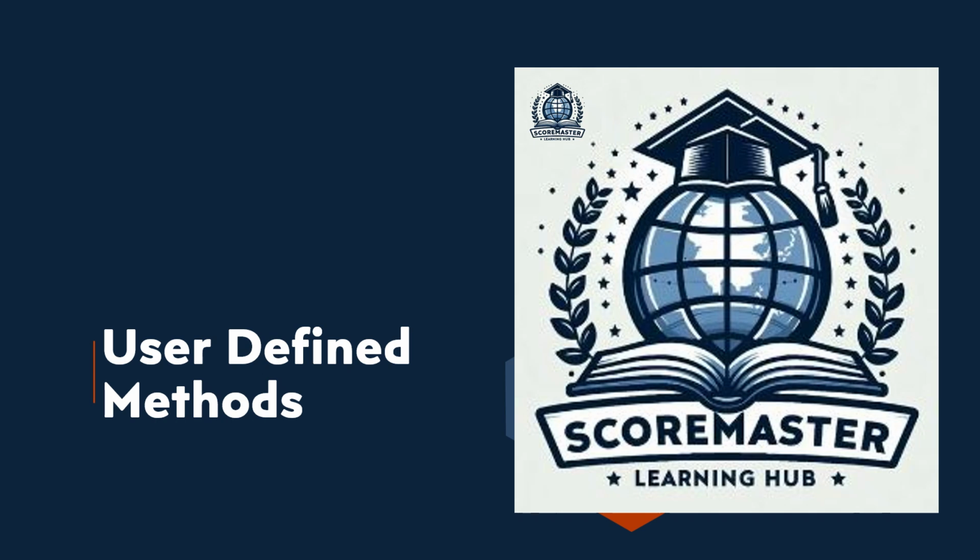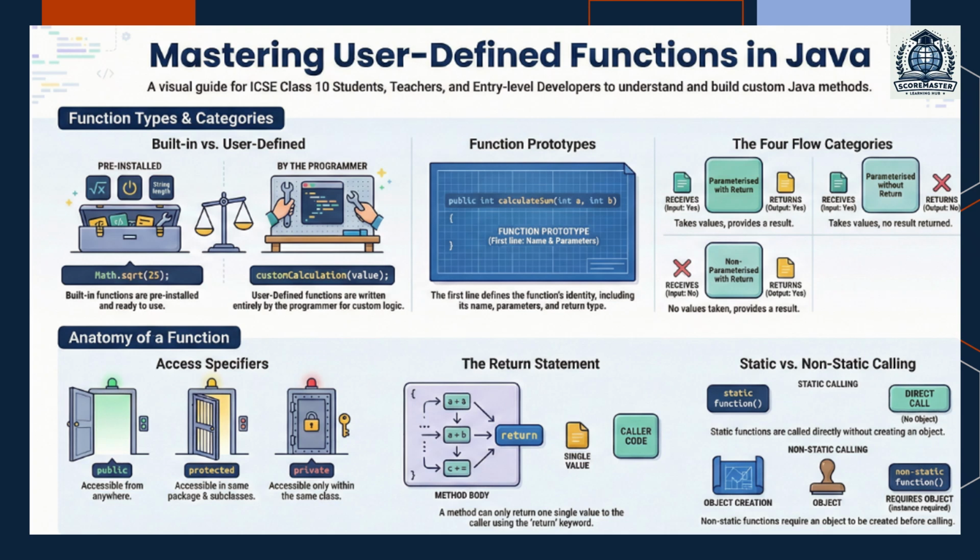User-defined methods. User-defined functions let you build modular code by defining a return type, method name, and parameters. Function overloading allows multiple methods with the same name but different parameter lists, improving flexibility without changing intent. Master this structure, and your code becomes cleaner, reusable, and far easier to scale.